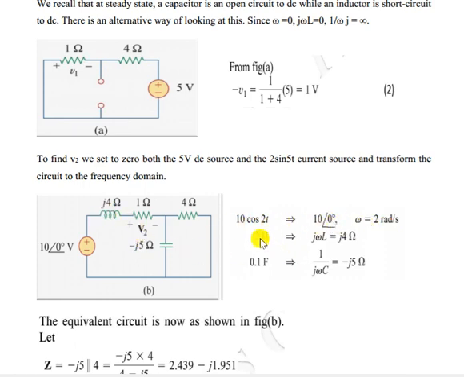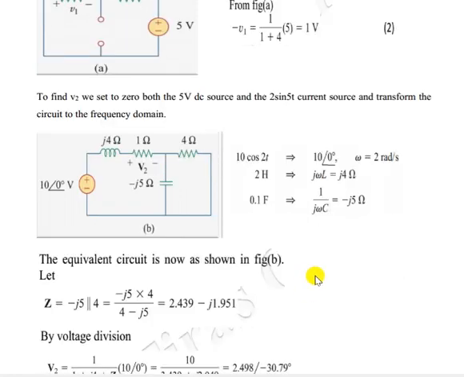Now 2 henry is j omega L, that is j4, with omega equal to 2, and 0.1 farad is 1 by j omega C, that is minus j5, by putting omega equal to 2. Okay. So this is the equivalent circuit using these values in the frequency domain. Now we have to find the voltage across this. This minus j5 ohm capacitor and this resistor are in parallel, so we can find its equivalent impedance, minus j5 parallel with 4.